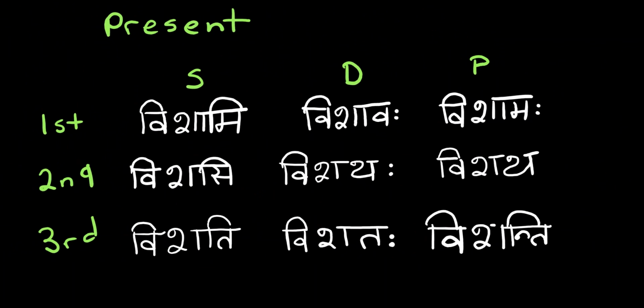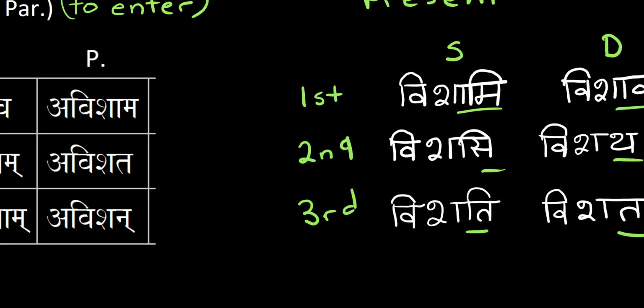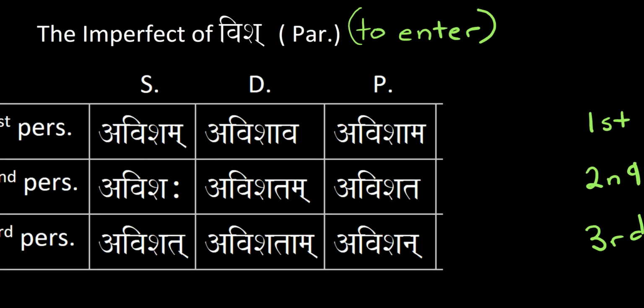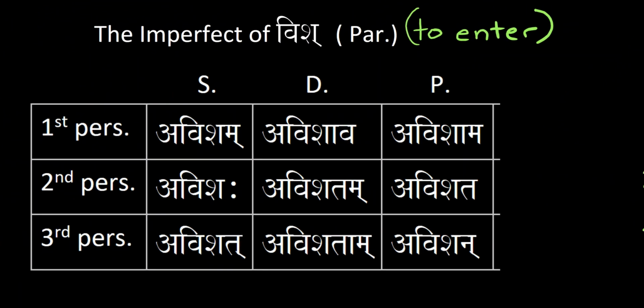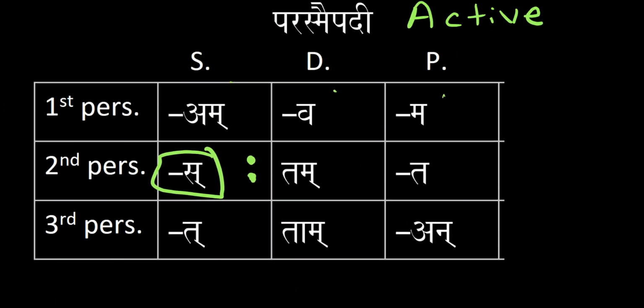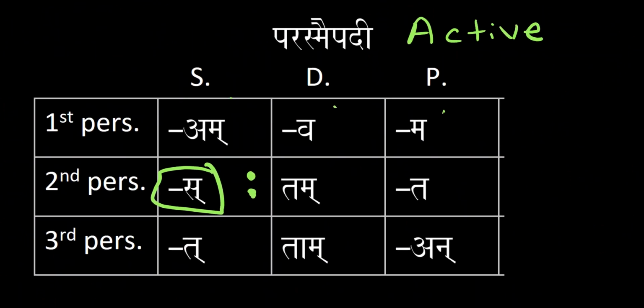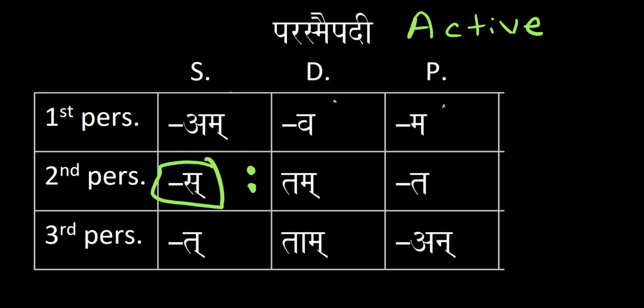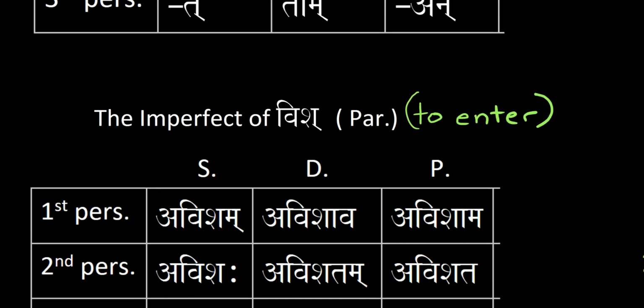So you had vishati, vishataha, vishanti. I shouldn't have to go over all of them because we know all of the termination endings for the present tense, correct? Vishami, vishavaha, vishamaha. Now, let's compare that to the imperfect tense. These were the termination endings for the imperfect tense. We went over this in the last video. And let's take a look at what happened.